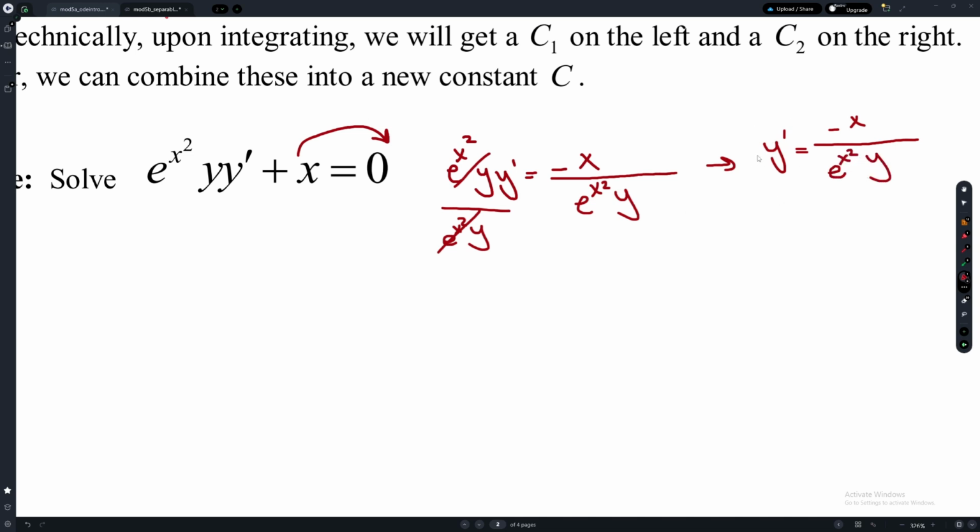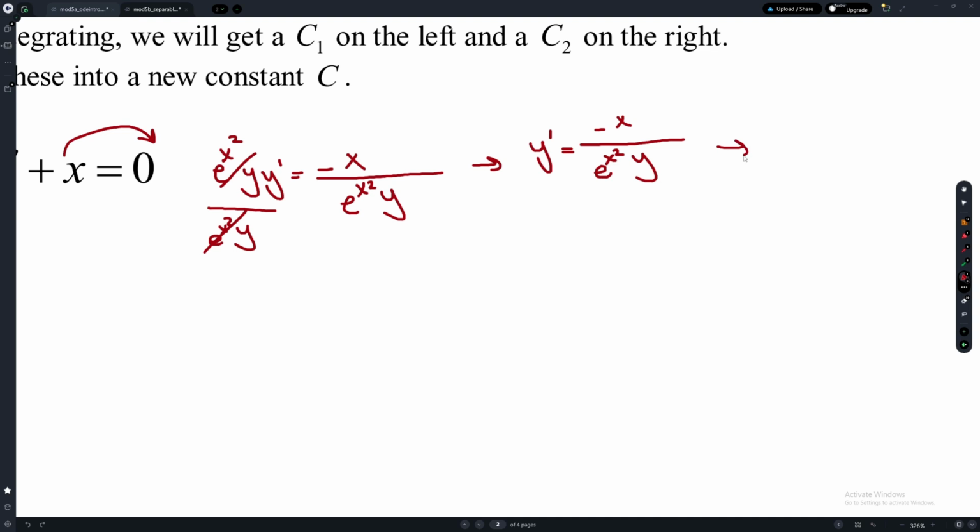Now replacing this with dy over dx, we get dy over dx equals negative x all over e to the x squared y. Now we gotta split it, right? We gotta get things in terms of y on the left and in terms of x on the right, or you can do it the other way around. However you want to do it.